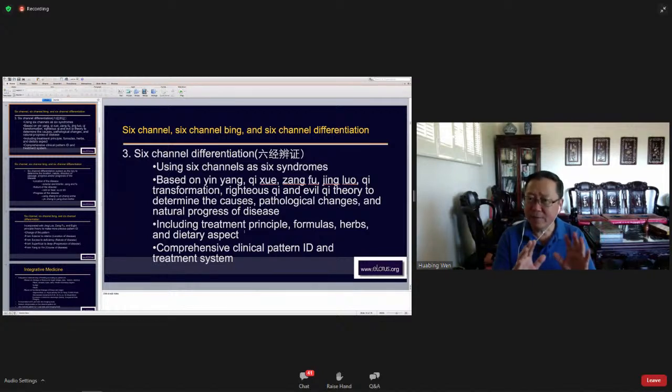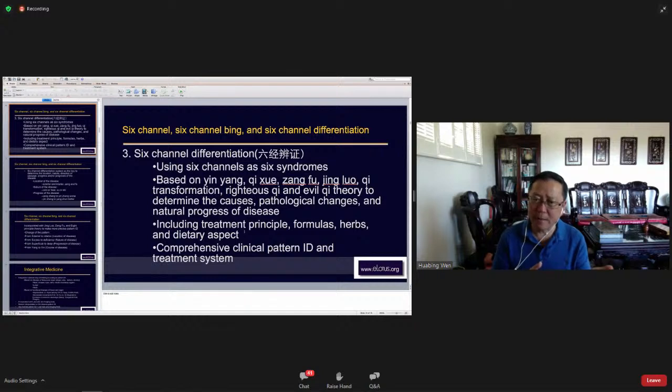And so you have the six syndromes: yin and yang, qi and blood, Zang Fu and Jing Luo, and also qi transformation. Qi transformation is also called qi mechanism, Qi Hua, Qi Ji, and the righteous qi, evil qi theory. The goal for any pattern differentiation is to find out the causes, pathological changes, and the natural progress of disease, and also prognosis, whether a patient is going to die or going to live. That is the goal of any pattern identification approach. It gives you a sense of evaluation: where to start and how to start.